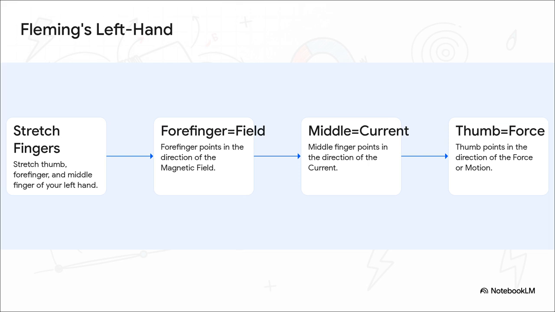Please pay close attention here. This time, take your left hand. Stretch out your thumb, your forefinger, and your middle finger so that they are all at right angles to each other, okay? Now, remember this. Your forefinger points in the direction of the magnetic field. Your middle finger points in the direction of the current. And your thumb will automatically point in the direction of the force or the motion.